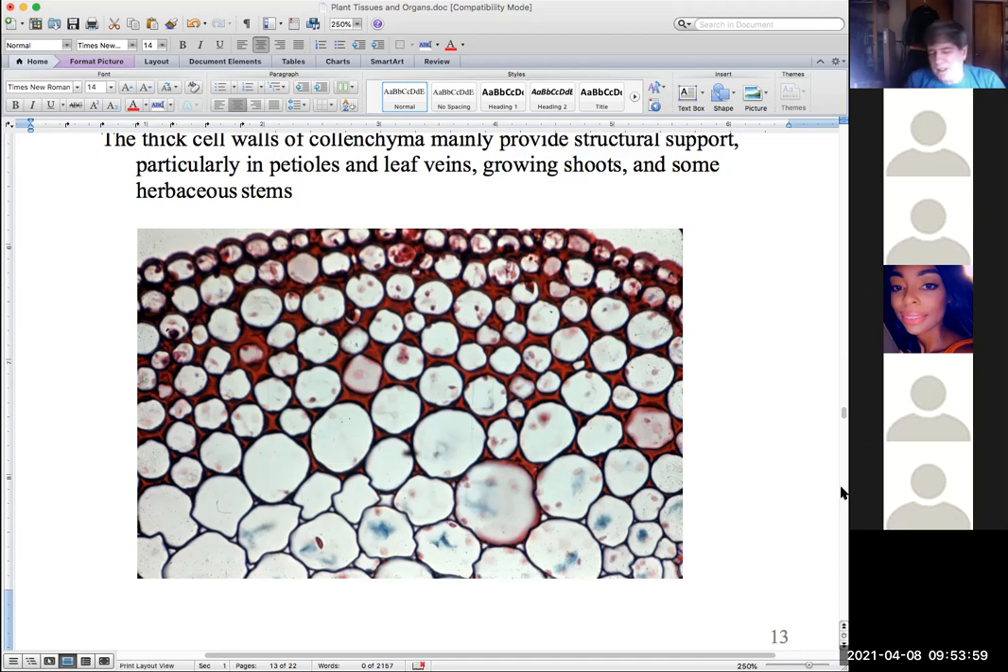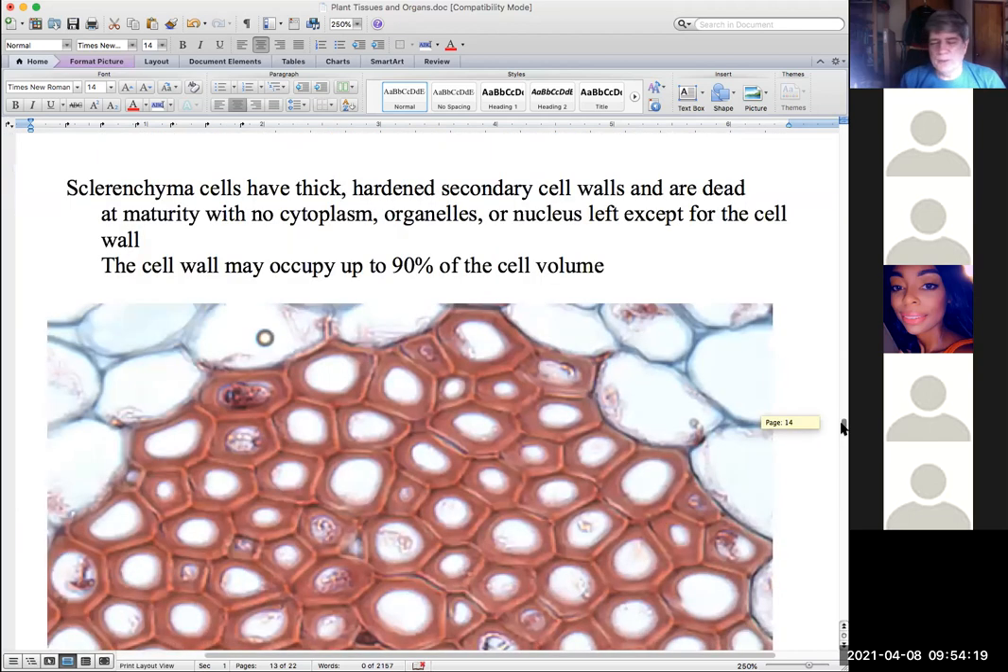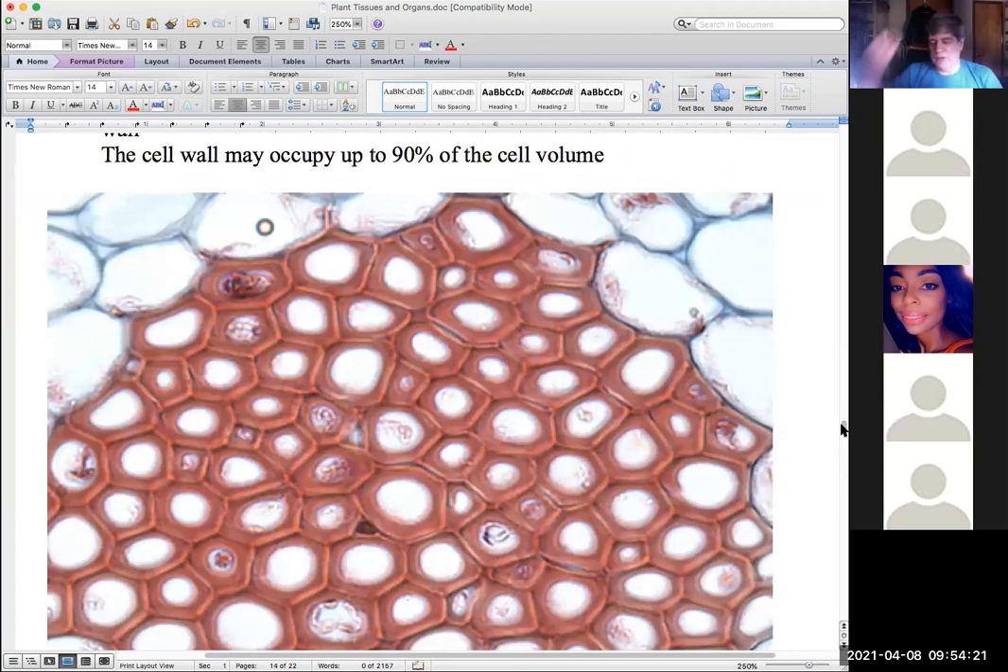Now keep in mind, if we would look at a plant that has some collenchyma in it, there's much more parenchyma cells. There's a lot more of that type of tissue. So collenchyma is not as widespread. It's not as common as parenchyma tissue is. The third type of simple tissue, also called ground tissue or fundamental tissue, is sclerenchyma cells.